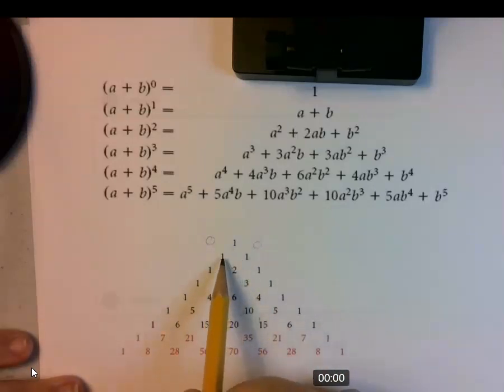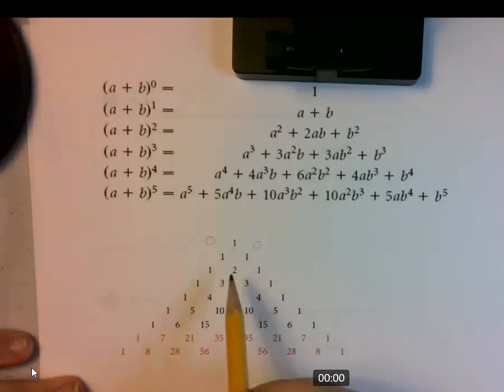Now you get down to the second row. 1 plus 1 is 2. And now you go down to the third row. 1 plus 2 is 3, and 1 plus 2 is 3. And now the fourth row. 1 plus 3 is 4, 3 plus 3 is 6, 3 plus 1 is 4.